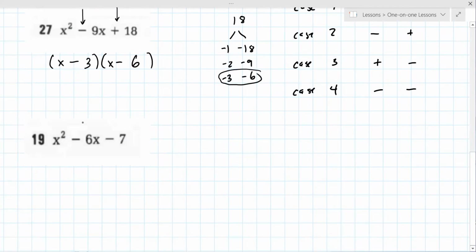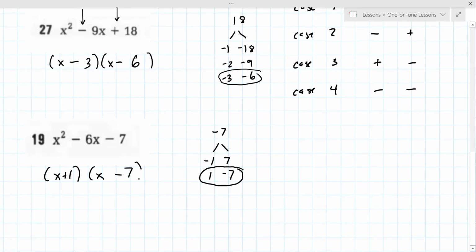Right. So this is the minus minus case. So you're looking for two numbers now that multiply to -7. And you'll notice there's two possibilities, -1 times 7 or 1 times -7. Which of these adds up to -6? Well, it's this one. So that's x plus 1, x minus 7.